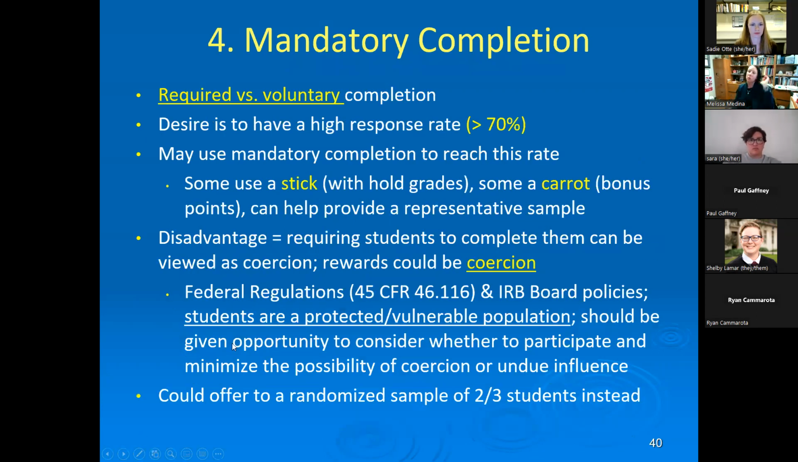Another question we have is about should they be mandatory? I get this from all over the country being an assessment person. So we certainly want to have a response rate of greater than 70%. That's going to give more generalizable types of results. And sometimes faculty want to use mandatory completion to reach that 70%. So they either use a stick, they're going to withhold grades, or they're going to withhold releasing the final exam scores, or they use some sort of carrot. They're going to offer bonus points.